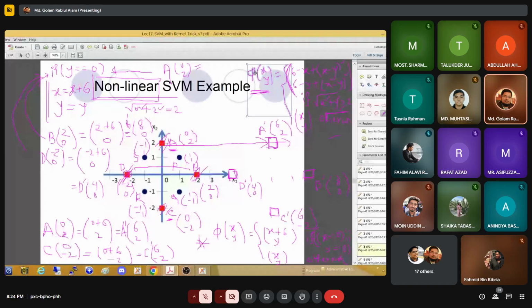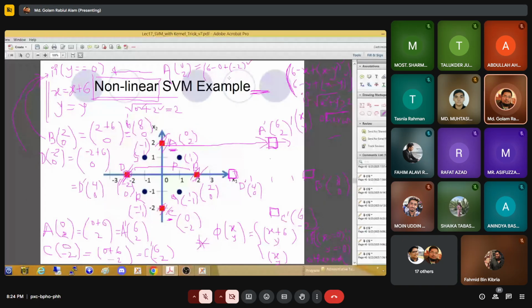We will get 6 minus x. So 6 minus of x. X is what? X is 0. Plus x minus of y whole square. X is 0 and y is 2. So x minus of y whole square is minus 2 whole square.